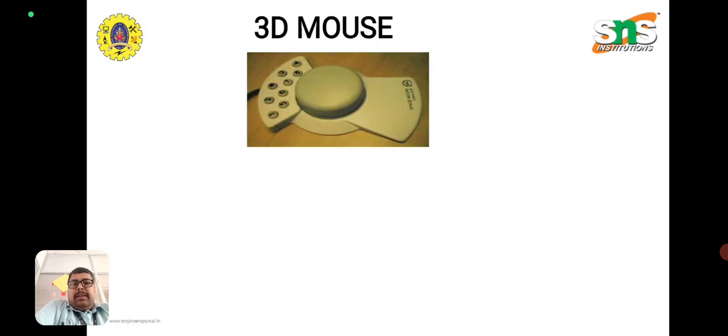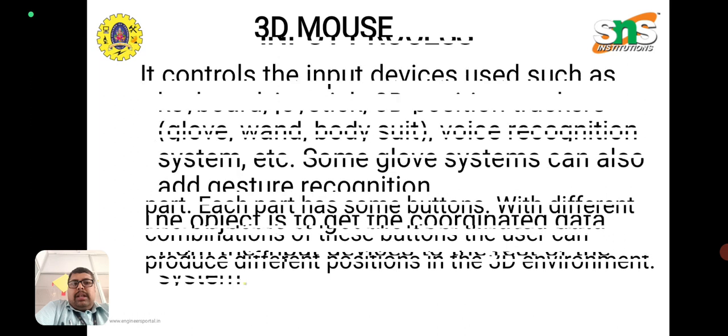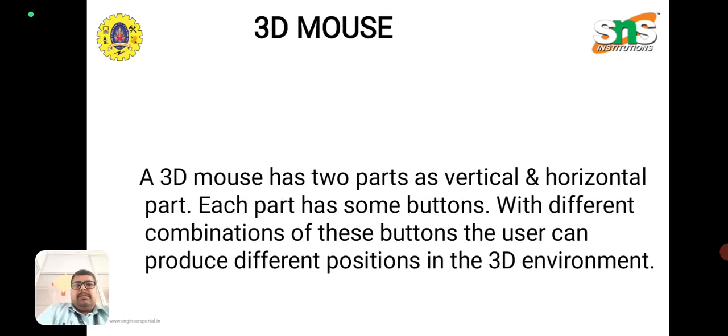Next, we continue with the 3D mouse. This 3D mouse consists of two parts, vertical and horizontal. Each part has some buttons. With different combinations of these buttons, the user can produce different positions within a 3D environment.